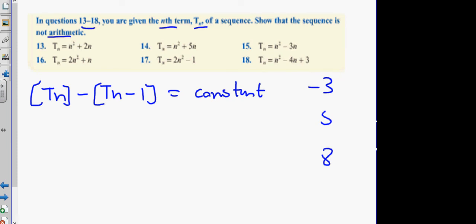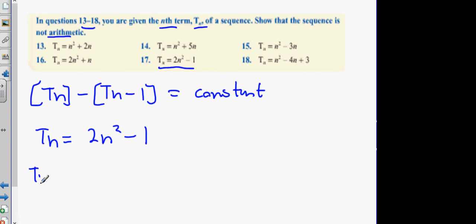Okay? So we'll show you an example. So the example would be this. Tn, we're going to do number 17. Tn is 2n squared minus 1. Tn minus 1 means replace n with n minus 1. So you're going to have 2 times n minus 1 squared minus 1.